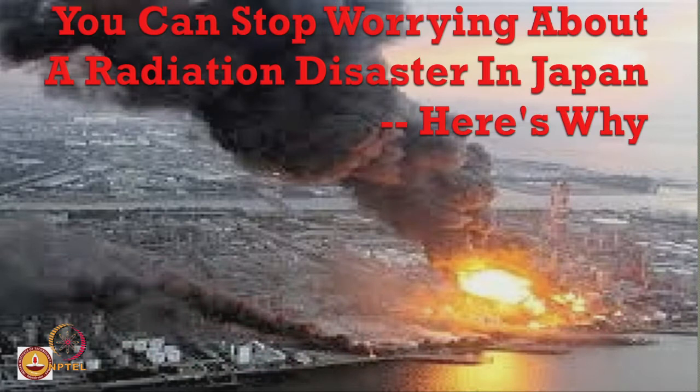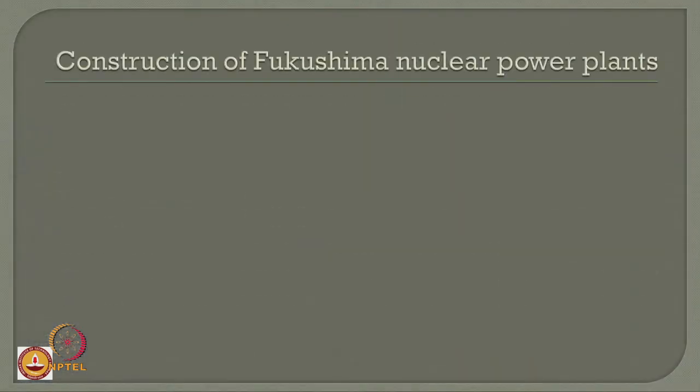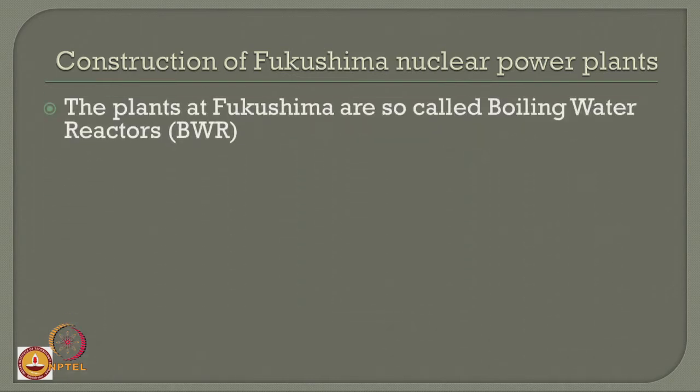You can stop worrying about the radiation disaster in Japan. I will tell you why from this example. Let us talk about the construction of the Fukushima nuclear power plant in Japan, because to understand the design in safety and organizing safety in terms of process safety, let us first understand the construction technology and a little bit about the process of nuclear power plants.